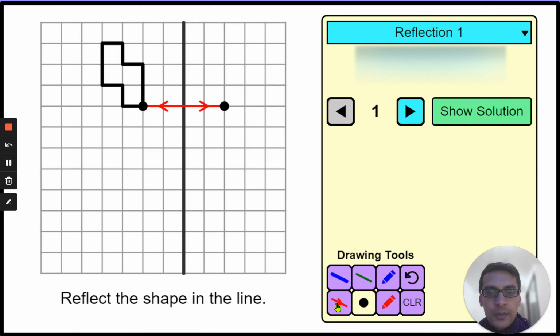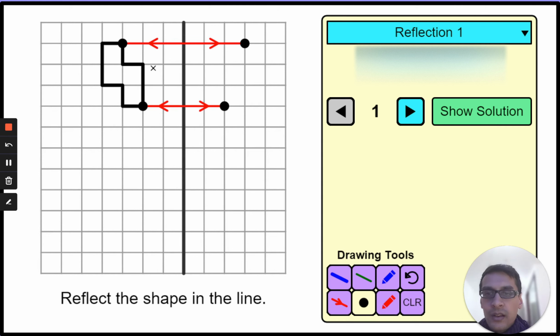What I'm then going to do is pick another vertex. So I'm going to try this one at the top here. So I'm drawing perpendicular to the mirror line, meeting the shape. And then I can see I've traveled 3 units to the left. Well, I'm now going to do 3 units to the right, in this case here. So I can now say that this point here has ended up at that point down there.